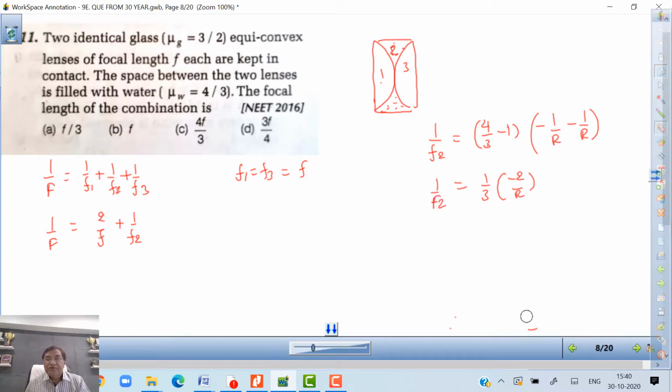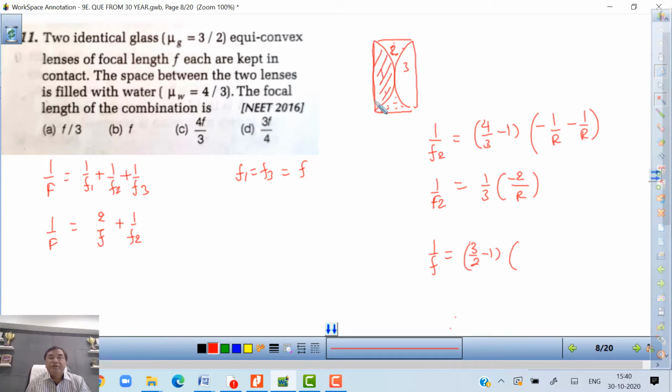Still, we don't have f in our formula, so we convert r in terms of f. How? I take help of this lens. 1 upon f is equal to, for the first lens, the refractive index 3 by 2, so 3 by 2 minus 1, and this side is infinite, this side is minus r, so it becomes 1 upon r. So 3 minus 2 is 1 by 2, so 1 by 2r. It means that r is equal to f by 2.